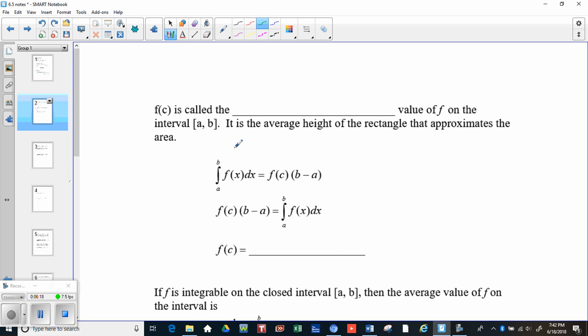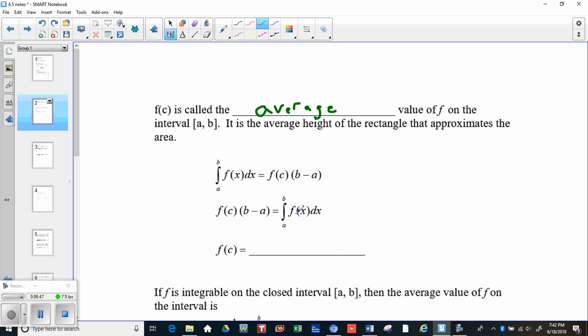So this f of c that we found is called the average value. It's the average value on the interval from A to B. It's the average height of the rectangle that approximates the area. So again, here's our formula that I put on the other page. All I did was take this stuff and put it on the left-hand side, took the integral and put it on the right-hand side.